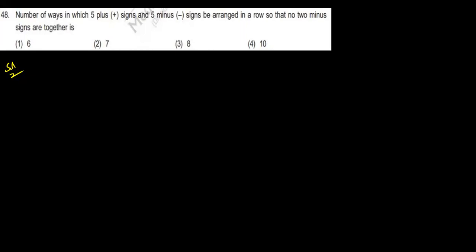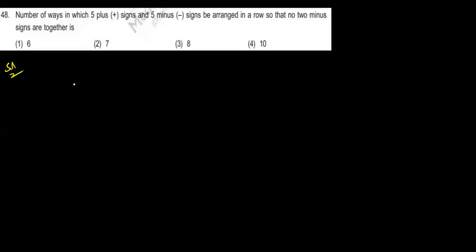How to solve? In this case, you have to observe, dear students, 5 plus and 5 minus means these are identical. So the same question I'm changing: number of ways in which 5 boys and 5 girls can be arranged in a row so that no two girls come together. What is the answer? Here I'm talking about plus symbols or minus symbols. I'm adding one more question. What is the answer? Challenging anyone.